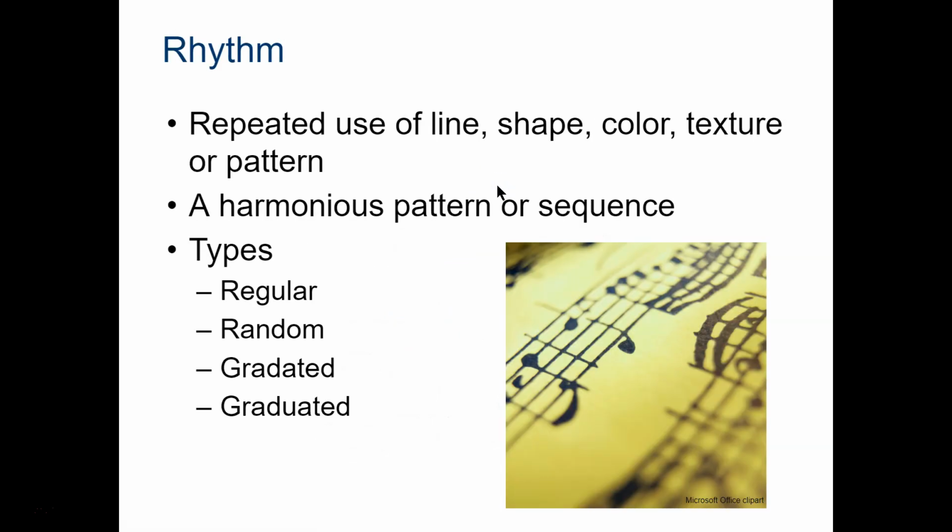Rhythm is broken into 4 parts: regular, random, gradated, and graduated types. So when we have a repeated use of a line or a shape or a color, a texture, any kind of pattern, we can have a rhythm of any element and in many cases some principles. We create this harmony. Regular, random, gradated, and graduated. Regular and random are a little easy to spot. Gradated and graduated often get confused, so let's break them down.